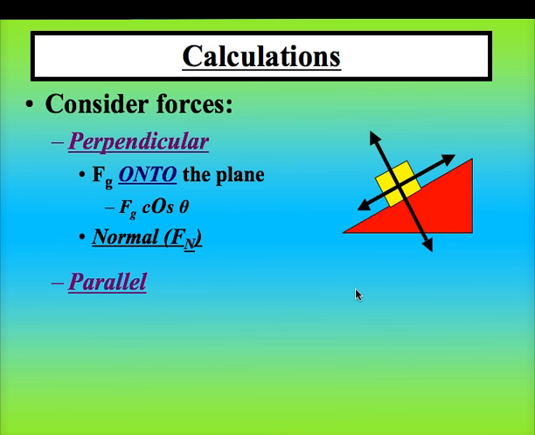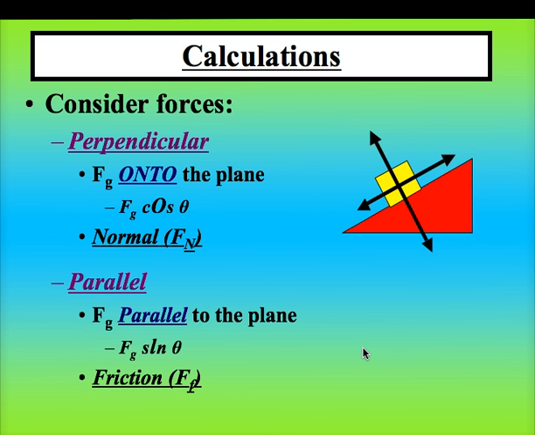Parallel to the plane, we have a force that acts parallel, and we remind ourselves of that by using this calculation: Fg sine theta, with the parallel line. Again, theta is the angle of the incline, and the component of the weight acting parallel is Fg sine theta. It's generally equal to the force of friction. For an object that's in equilibrium, whether it's in static equilibrium or dynamic equilibrium, the parallel force to the plane is usually equal to the frictional force, Ff.